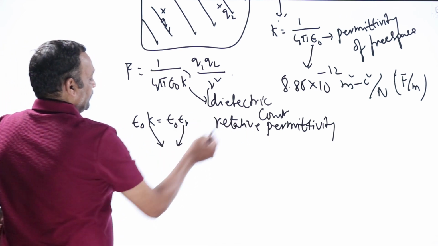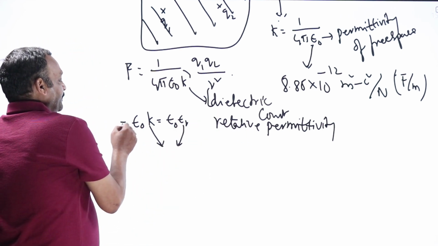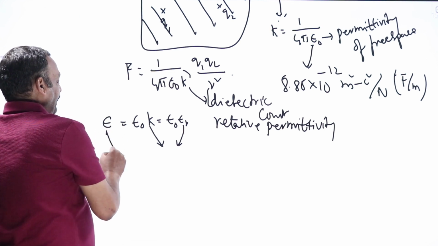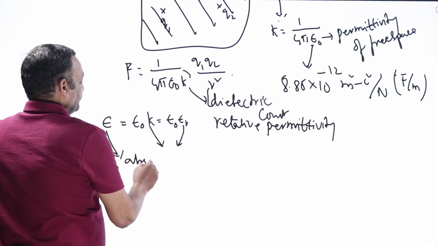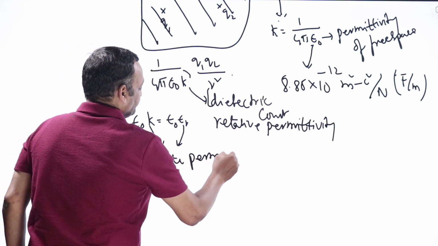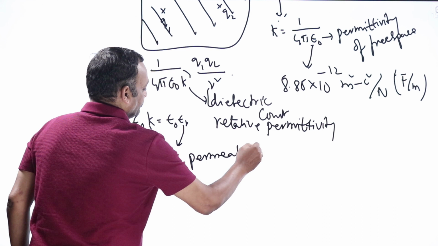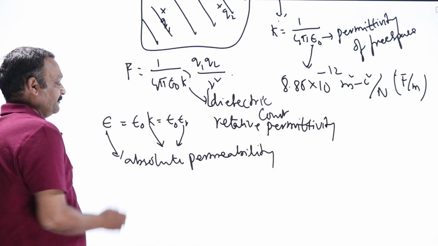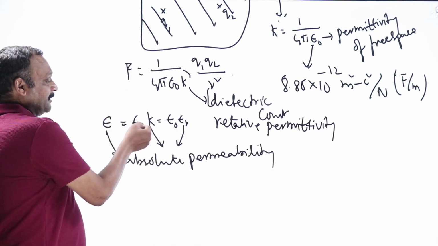Dielectric constant or relative permittivity is usually denoted as epsilon. This is called the absolute permittivity of that medium. K equal to epsilon naught epsilon R, or epsilon K.